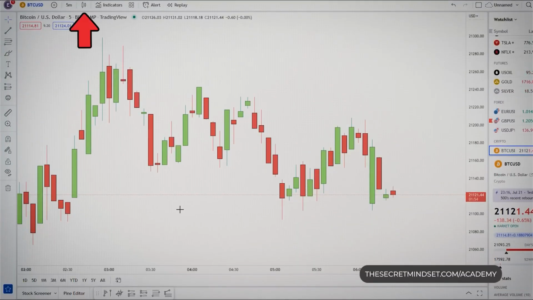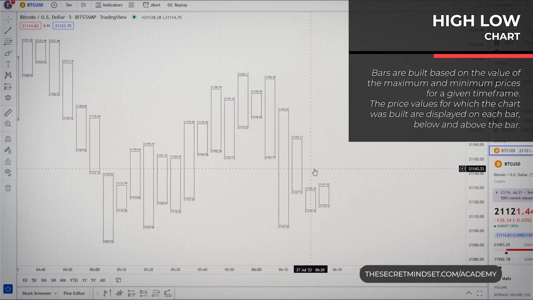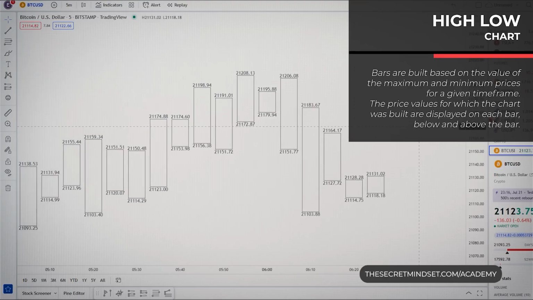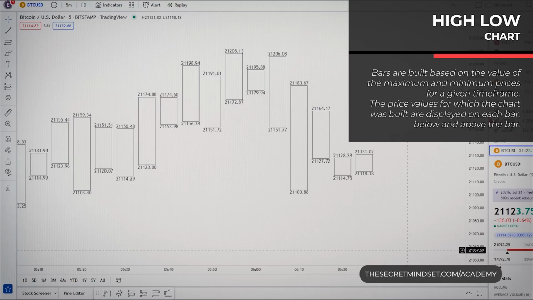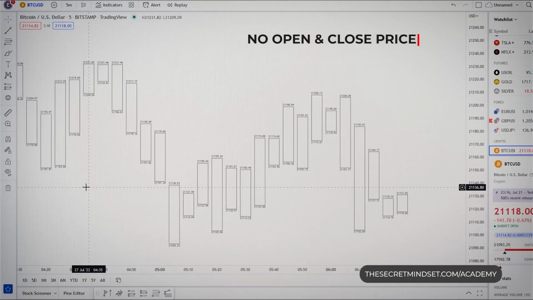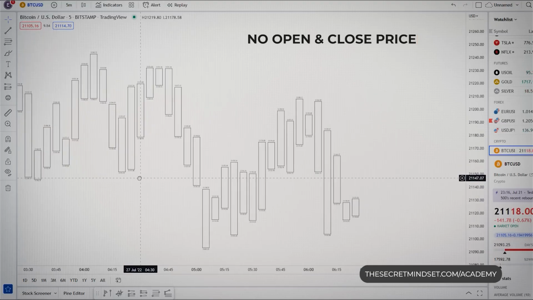The high-low chart is located in the chart type selection menu. Bars are built based on the value of the maximum and minimum prices for a given time frame. The price values for which the chart was built are displayed on each bar, below and above the bar. This type of chart basically removes the open and close price, and instead you see the range in which the value changed on your time frame.